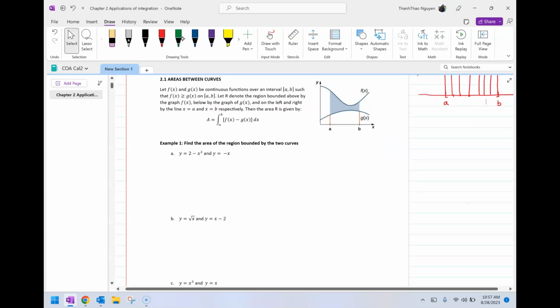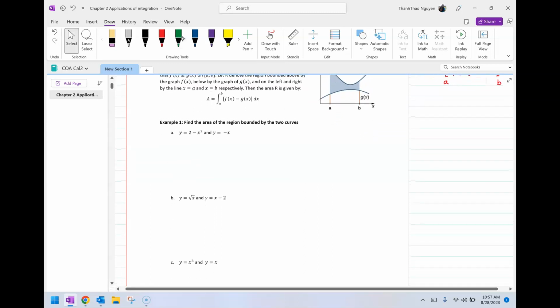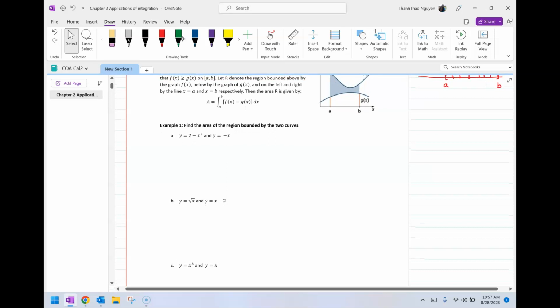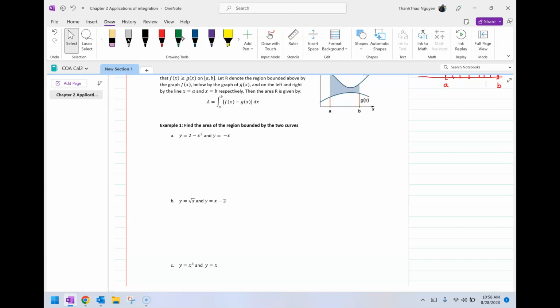Okay. So for example 1, let's find the area of the region bounded by the two curves y equals 2 minus x squared and y equals negative x. So let's first of all take a look at what these curves look like. Let's make a rough sketch of this. The first curve, y equals 2 minus x squared, is a parabola opening downward and moved up 2 units. The vertex is (0, 2).